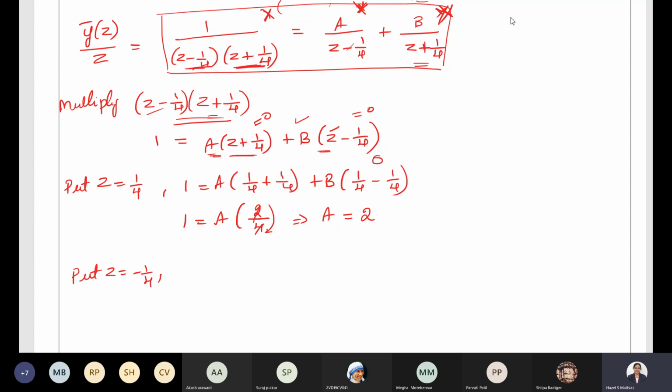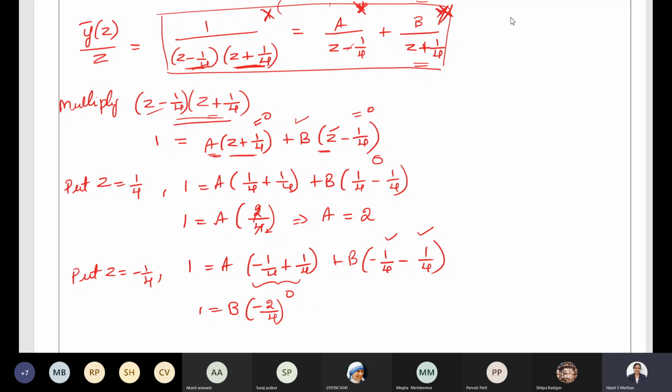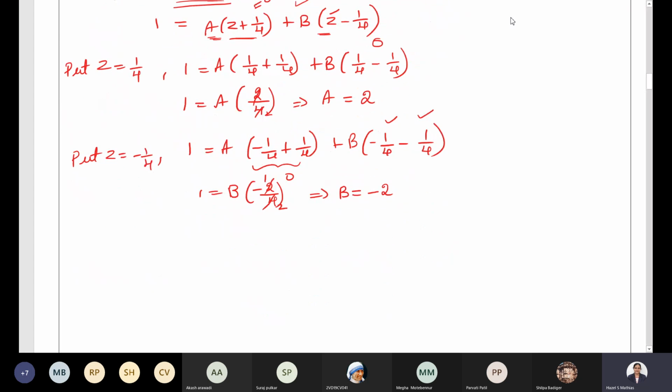So when you put z equal to minus 1 by 4, 1 equal to A into (minus 1 by 4 plus 1 by 4) plus B into (minus 1 by 4 minus 1 by 4). The A term will be 0. Here we will have 1 equal to B into minus 2 by 4, because minus 1 by 4 minus 1 by 4 is minus 2 by 4. So B into minus 1 by 2 equal to 1, therefore the value of B is minus 2.